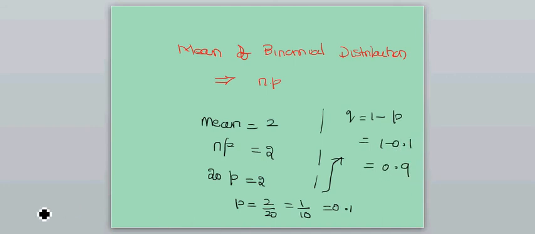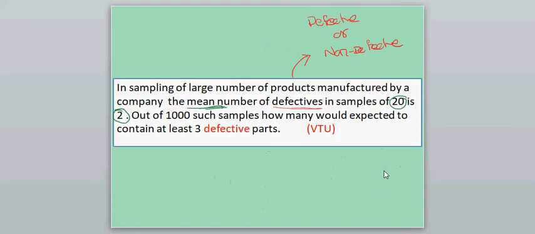Now we have to calculate the probability for at least 3 defectives. Then for 1000 samples we can multiply with that corresponding probability. Here this 1000 is not the n value. Out of 20, 2 is defective, so the probability p value is calculated based on 20, not based on the 1000. That is used later in the calculation.